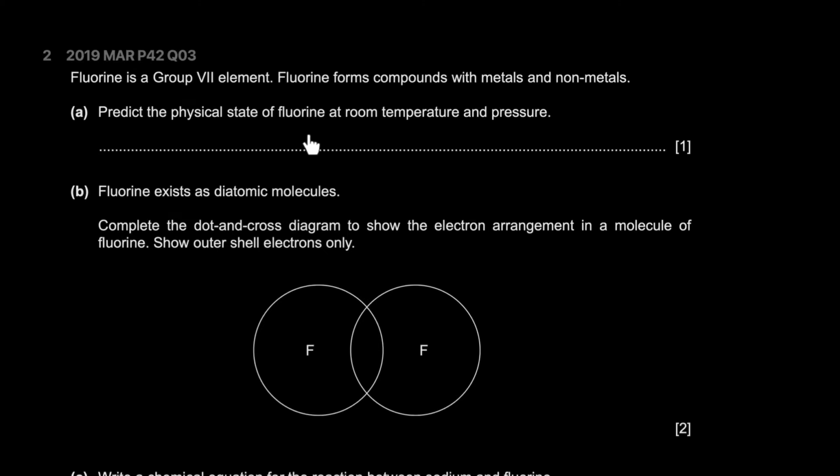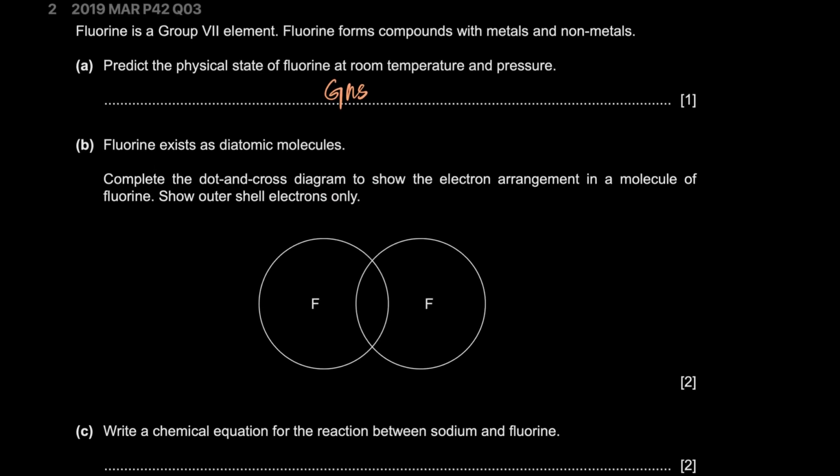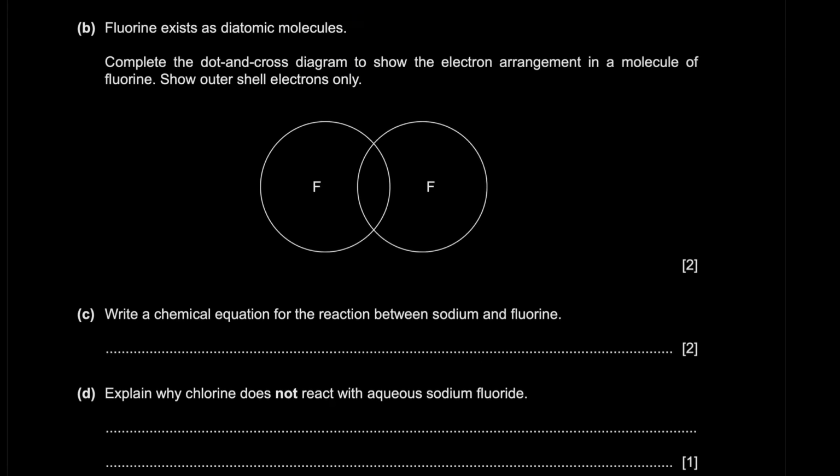Predict the physical state of fluorine at room temperature and pressure. Well, fluorine, it's common knowledge at this point that it is a gas, a gaseous compound. To our next bit. Alright, fluorine exists as a diatomic molecule, right? And show the electron arrangement in the molecule of fluorine.